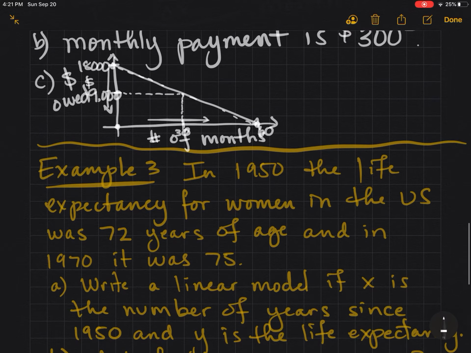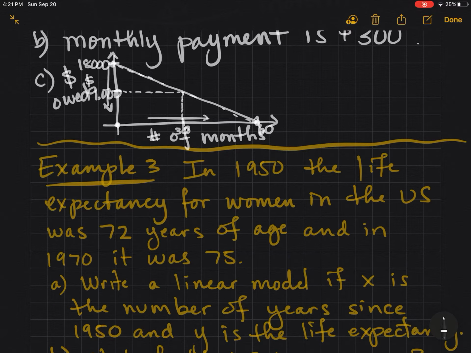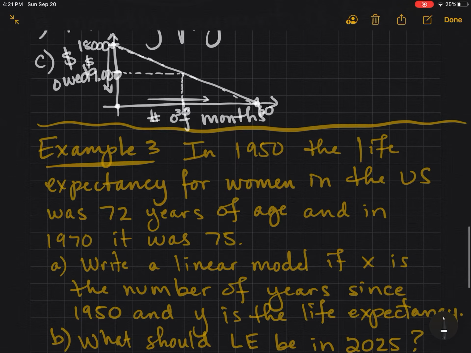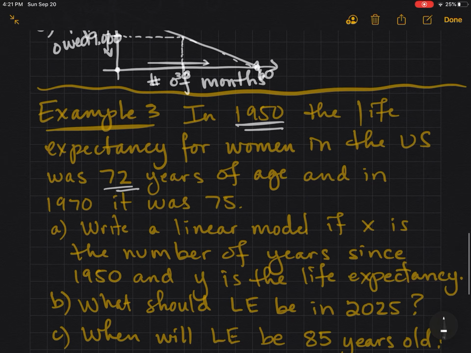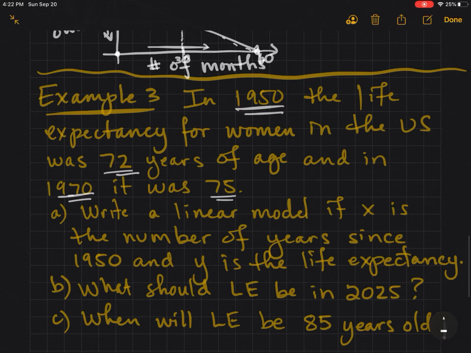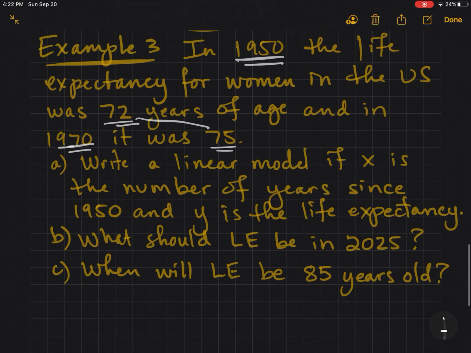Example 3. In 1950, the life expectancy for women in the U.S. was 72 years of age. 1950, 72 years old. And in 1970, the life expectancy was 75 years old. So right away, I noticed that the life expectancy has increased over time. Write a linear model if X is the number of years since 1950 and Y is the life expectancy.